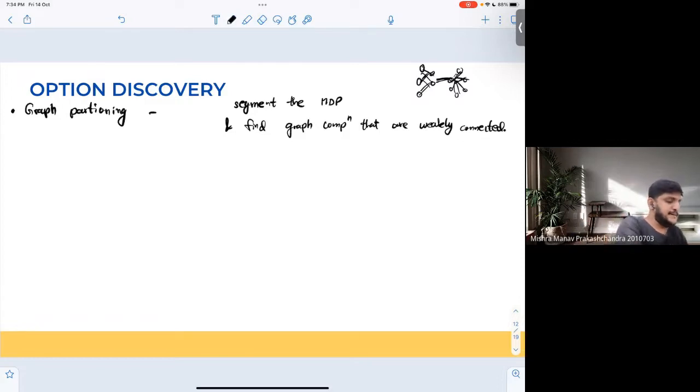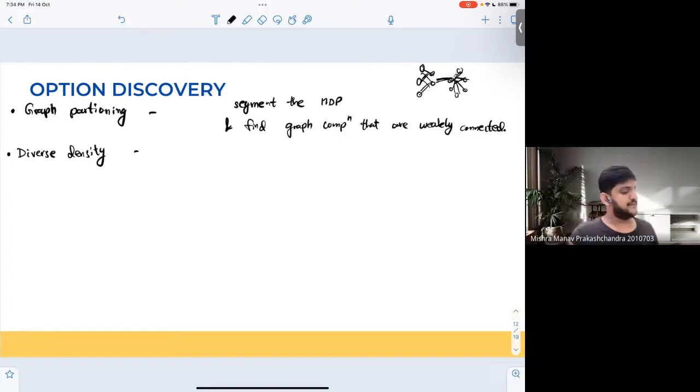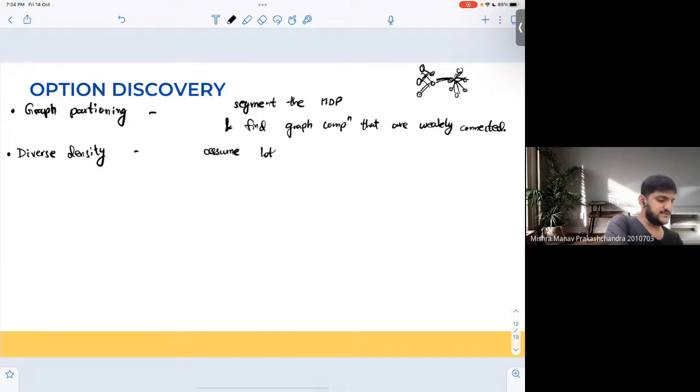Another method is by means of diverse density. Okay. So what happens in diverse density is that you assume that you have a lot of trajectories that you have generated, right? A lot of generated trajectories that you have stored in an experience replay buffer. A lot of trajectories are successful because they end up in the goal state, and a lot of trajectories are unsuccessful. So what you do is some sort of a statistical evaluation on these set of trajectories.